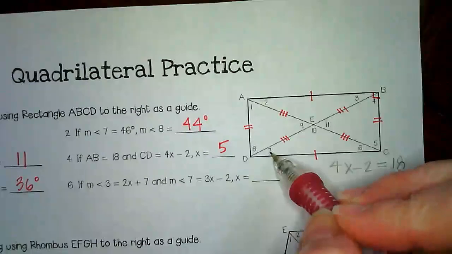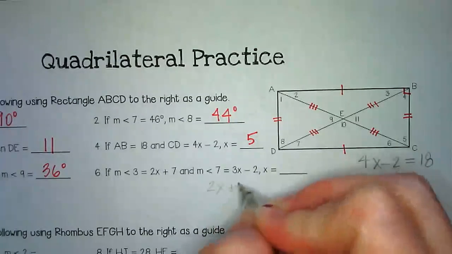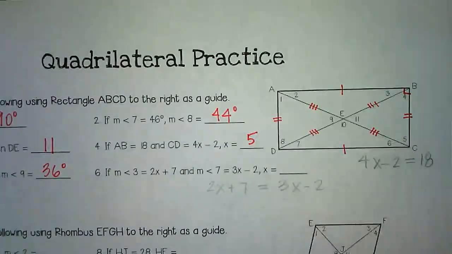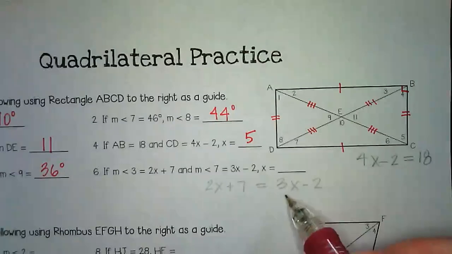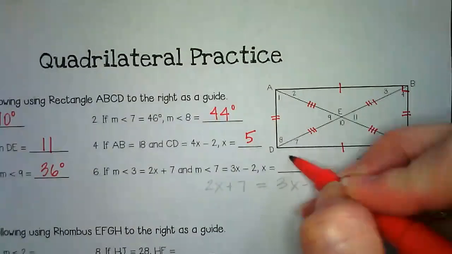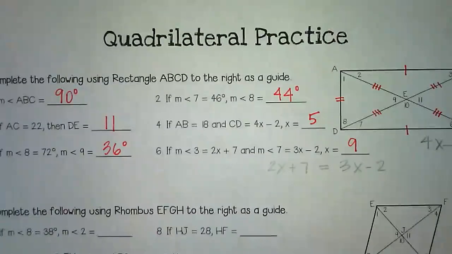They're alternate interior angles. So angle 3, which is 2x plus 7, is the same as angle 7, which is 3x minus 2. So subtract 2x and add 2 to both sides, and x equals 9. All right, so that takes care of the rectangle.